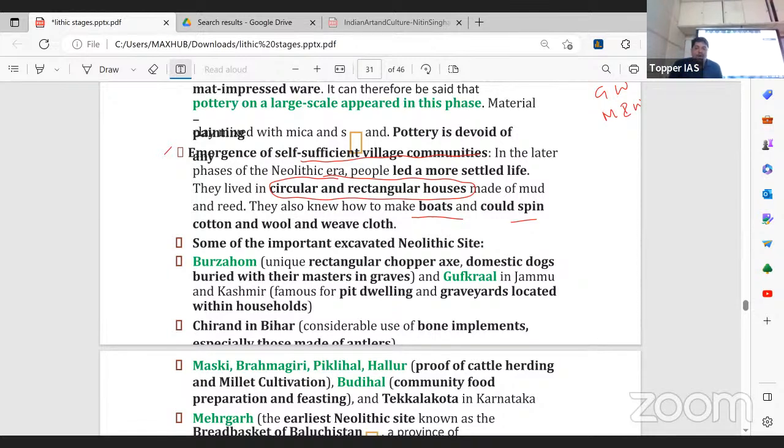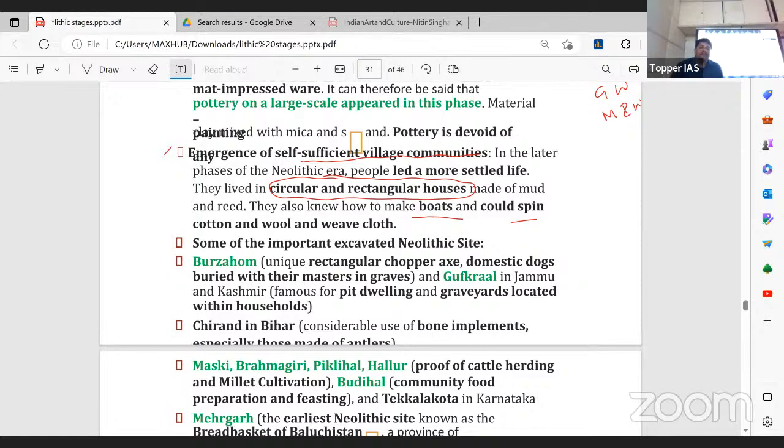Right. So Burzahom, right? So here the domestic dogs were buried with their masters, which means they believed in life after death, right? So mostly the dog would be needed by the master afterwards. Not only that, right? Even pots and all used to be there in the graves, right? So burials. Basically at Burzahom, a grave has been excavated where a dog is buried with its master. And one more is Gufkral.